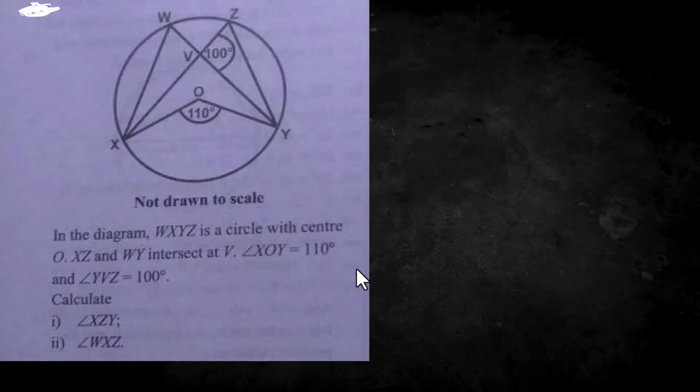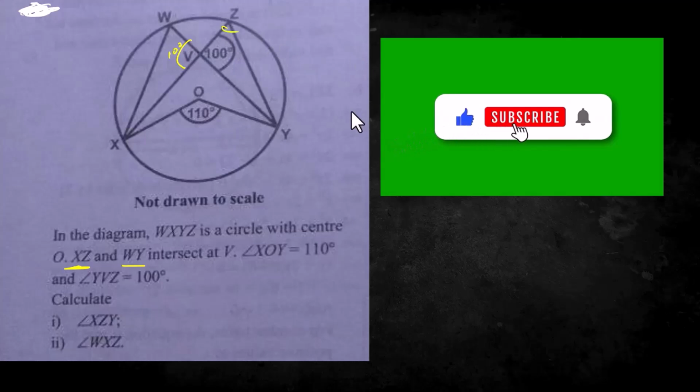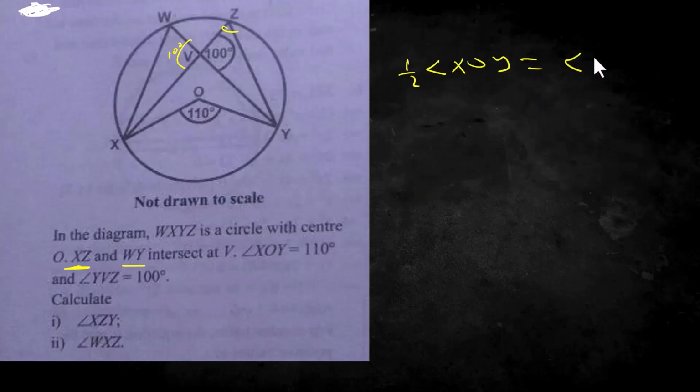And let's look at the last example here. Now this one is very simple. The diagram WXYZ is a circle with center O. XZ and WY intersect at V. Remember, this side will be vertically opposite, so this side is 100. Then half of this side will be this side. So half of angle XOY is angle XZY. Half of 110 will be 55. So this side is 55, and this side is also 55 because they're equal.